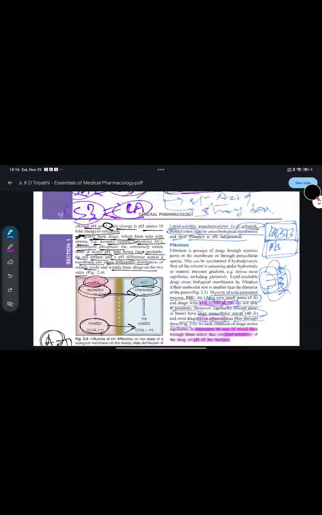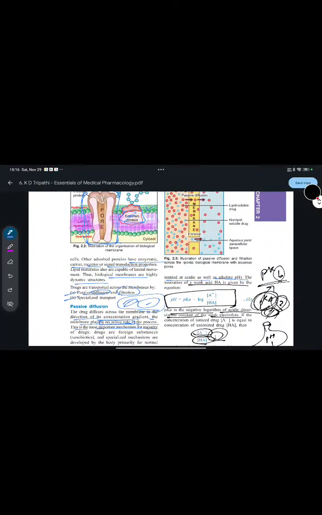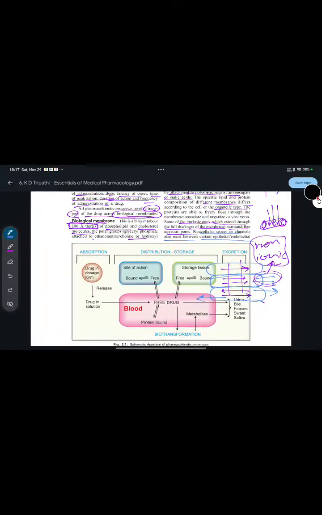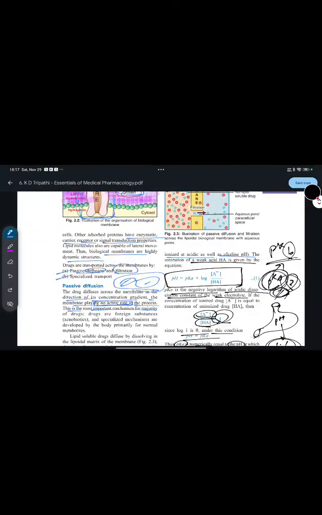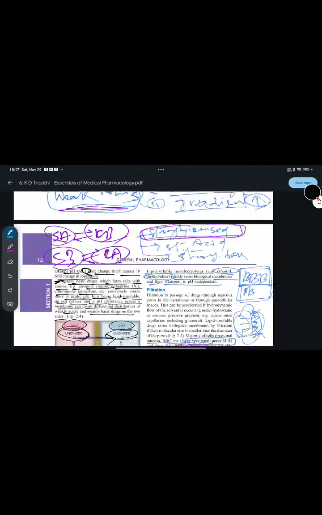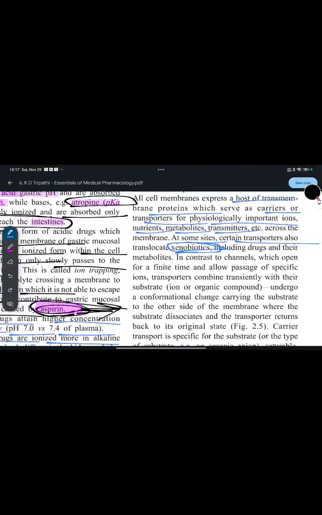I also told you previously about xenobiotics, if you remember. Xenobiotics are foreign substances, including drugs and their metabolites.